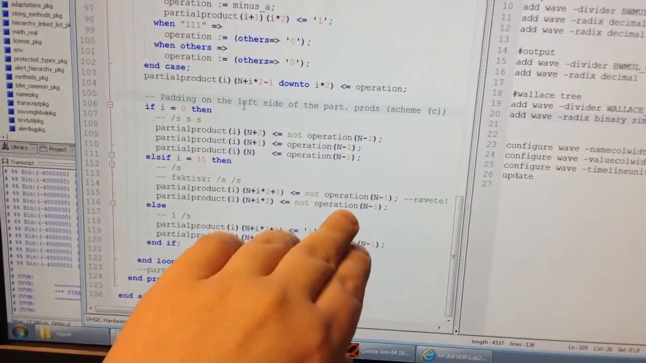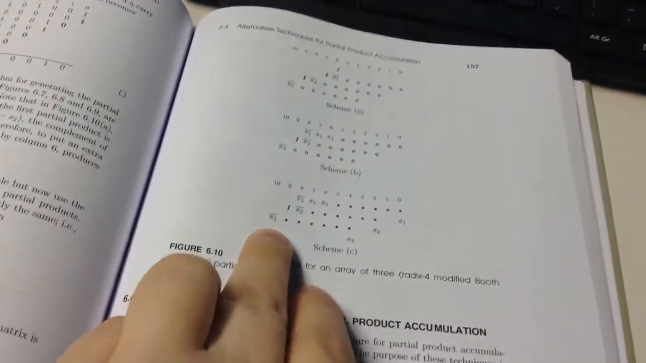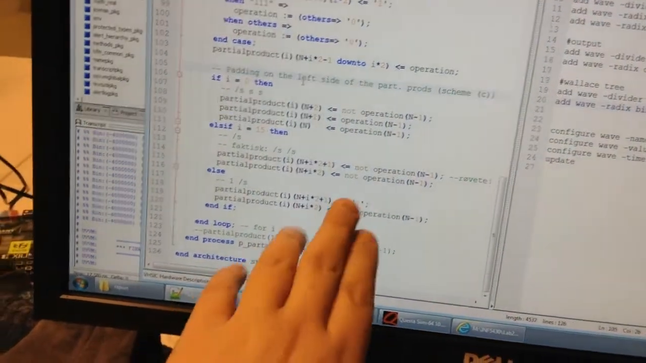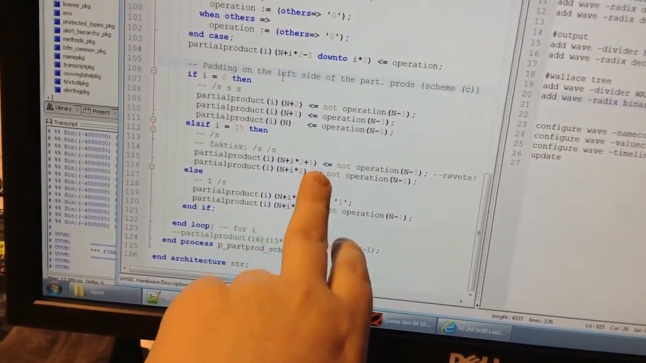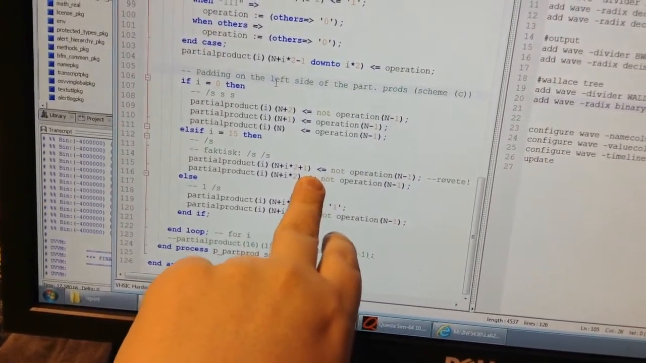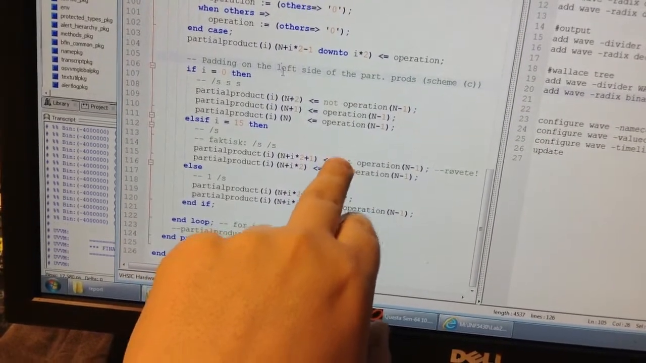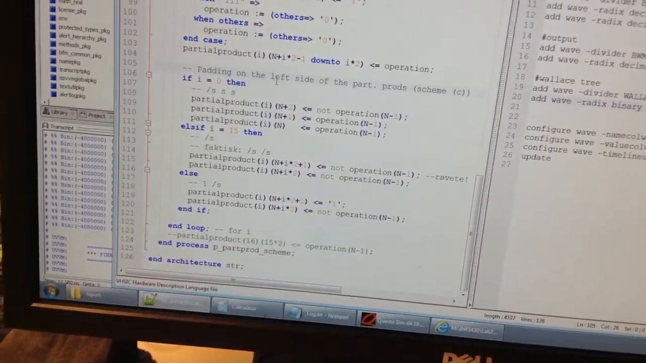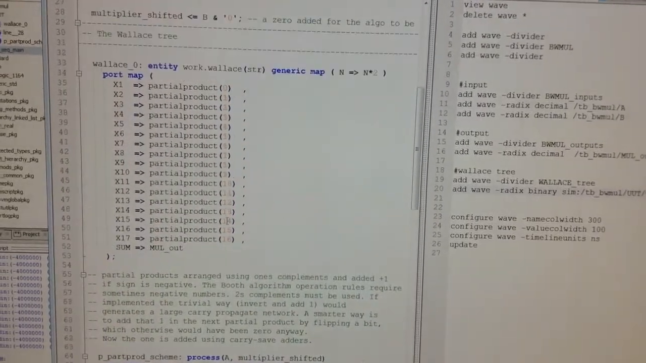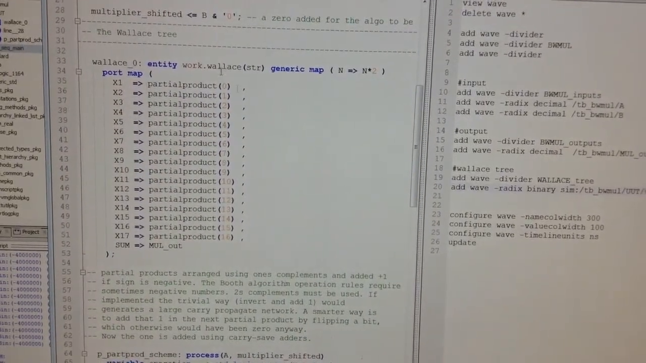the inverted sign. However, the book must be wrong, or I'm reading the book wrong, because if I don't add another one of the same next to it, it doesn't work. So yeah, maybe I can show you the Wallace tree.